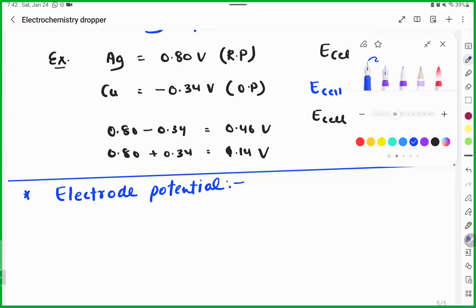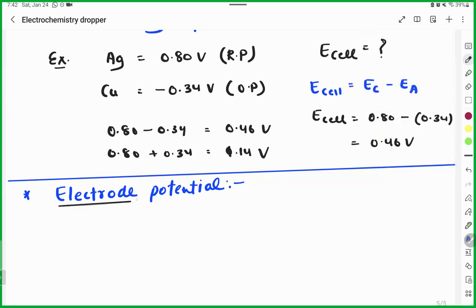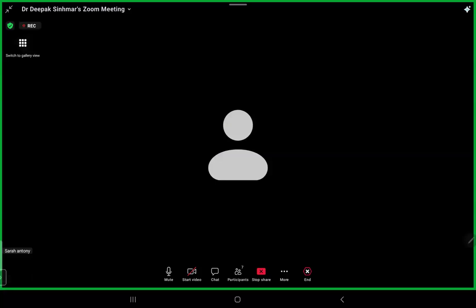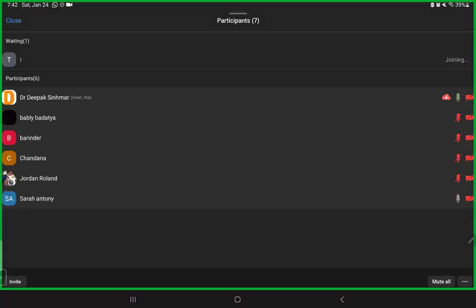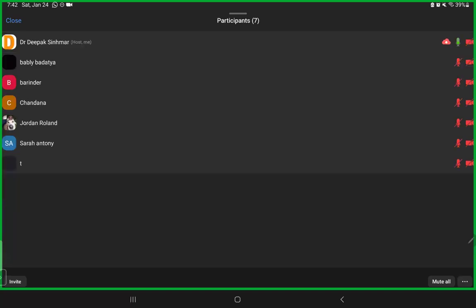It's a standard hydrogen electrode. Standard hydrogen. So guys, remember, you can easily find the cell potential by comparing the two elements. How to get it for an individual element? Answer is standard hydrogen potential.